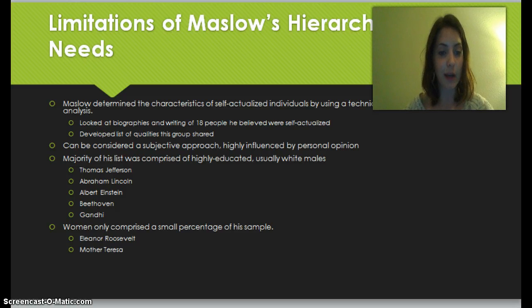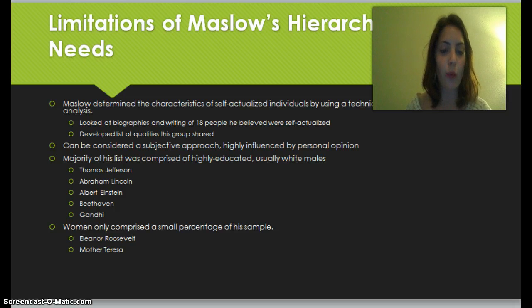Some of the men that he included on his list of 18 exemplar people included Thomas Jefferson, Abraham Lincoln, Albert Einstein, Beethoven, and Gandhi. Of course, Gandhi and others such as Frederick Douglass were exceptions to the white male rule, but in general, his list was dominated by highly educated wealthy men. This is similar to some criticisms of Kohlberg's theory of moral development that says that he focused primarily on upper-class educated males.